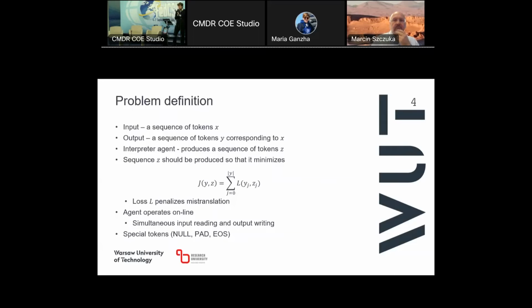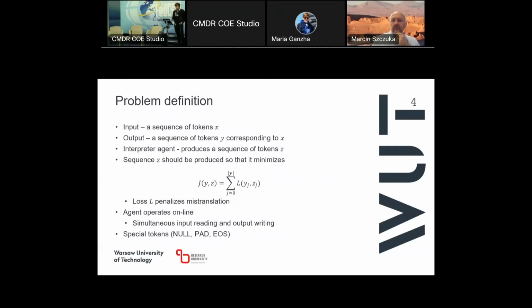So the sequence has to minimize this quality index defined by J on the slide, which is a sum of losses from tokens in Y and Z sequences. This loss penalizes mistranslation, so the errors in translation, like for example, we have the wrong word or we use the wrong word in some context. A very important assumption is that the agent operates online, so it reads input and produces output at the same time. So it's not NNP, it's SNP.